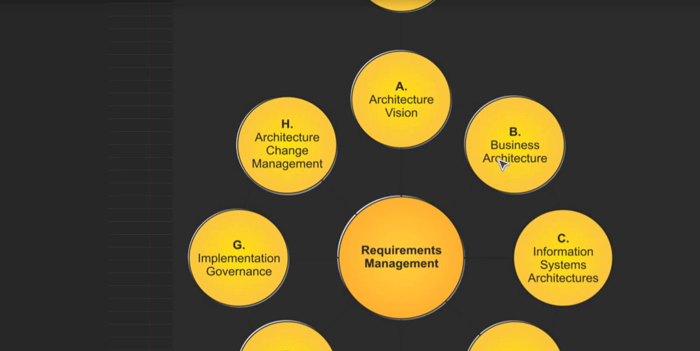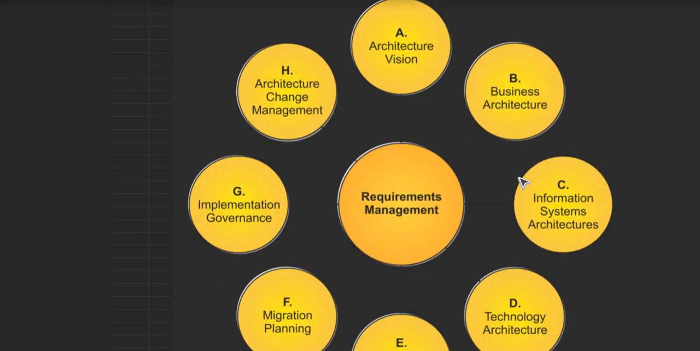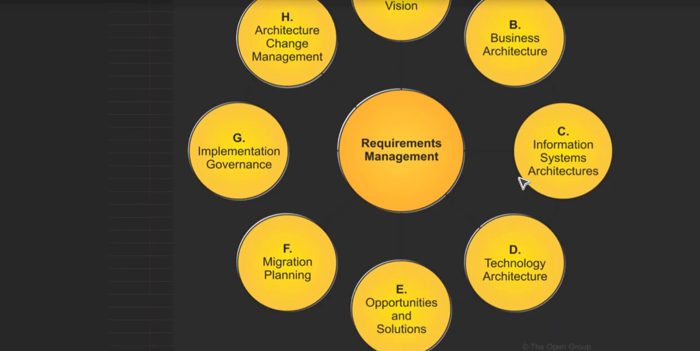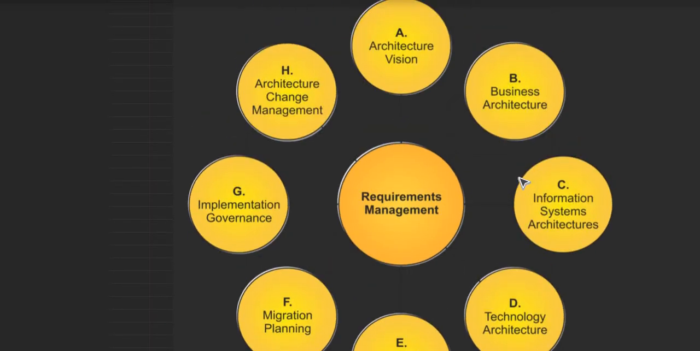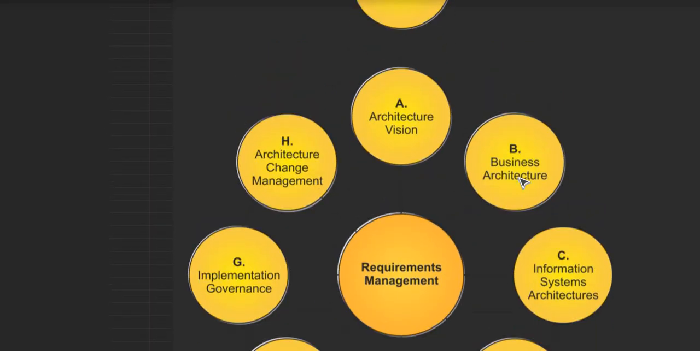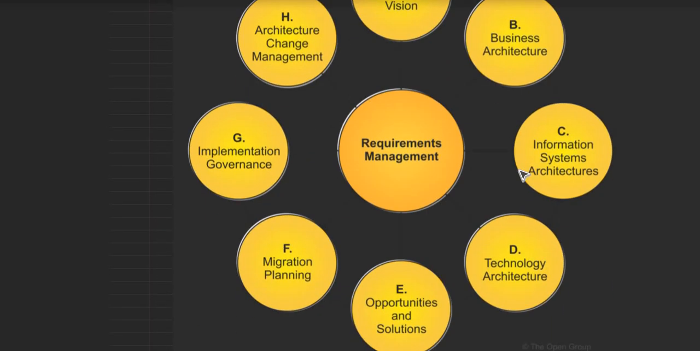You should remember this ADM life cycle is part of the Part 1 exam, and Part 2 is the scenario-based exam. As I told you, Part 1 is the basic fundamental architecture point of view. You should understand the complete ADM life cycle: architecture vision, business architecture, C is information systems architecture, technology architecture, opportunities and solutions, migration planning, implementation governance, and architecture change management. These are the ADM life cycle phases, which play a very key role in the entire TOGAF architecture framework.